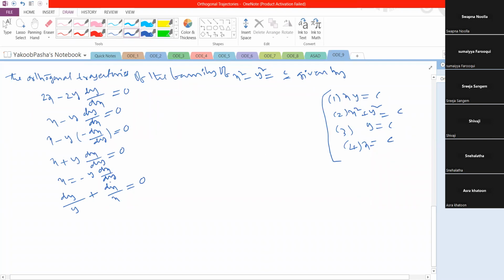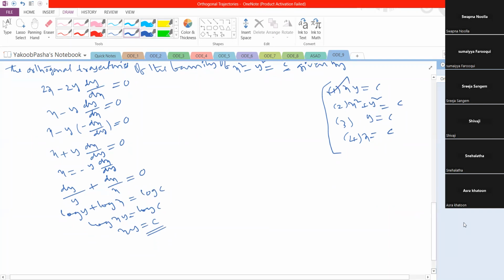So integrate on both sides, we get log y plus log x is equal to arbitrary constant log c. So this is log yx, or xy is equal to c. So xy is equal to c is the solution. So the first option is the right option. Okay.